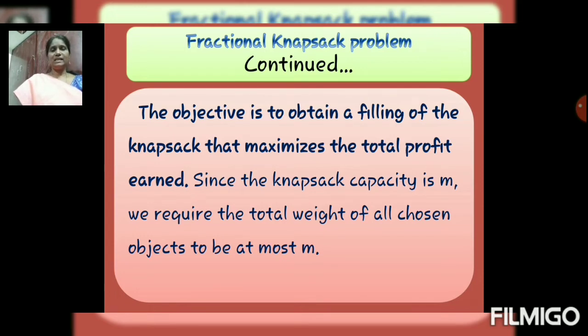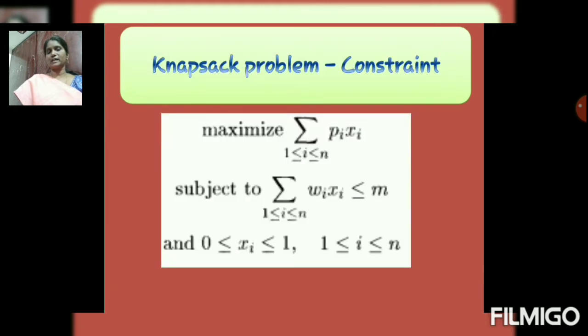Greedy gives us two types of solutions: one is a feasible solution, another one is an optimal solution. Feasible solutions are all the possible ways to fill up the bag, and the best feasible solution is considered the optimal solution or the exact solution. That's it. That is how we are going to solve this fractional Knapsack problem.